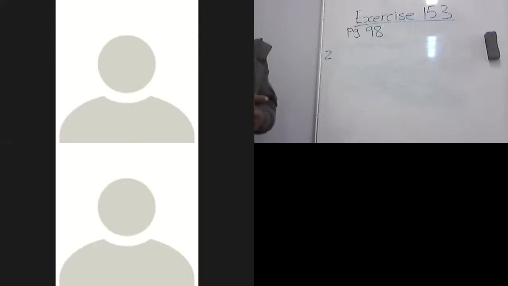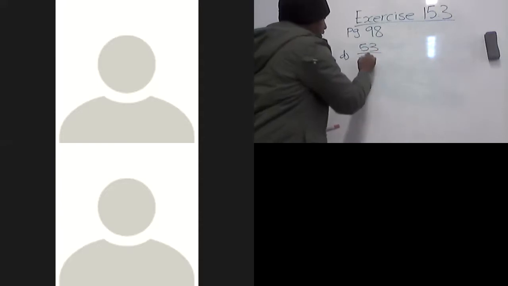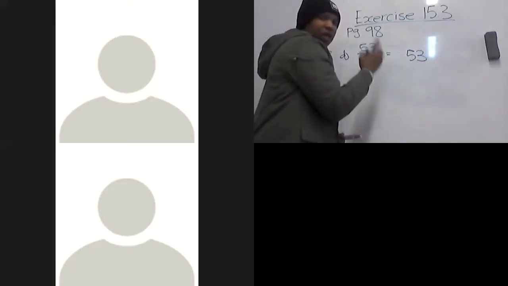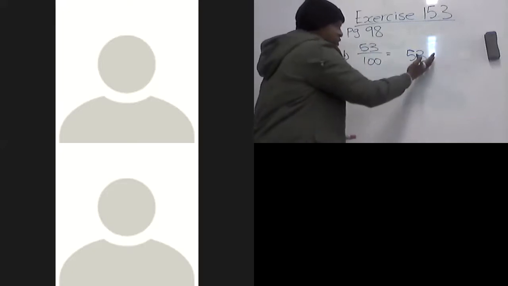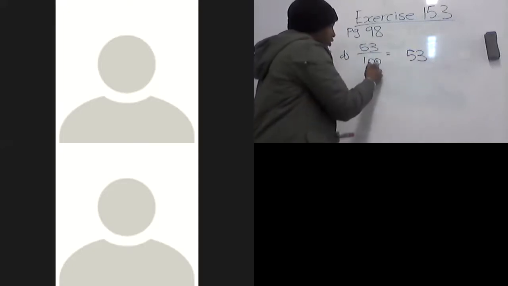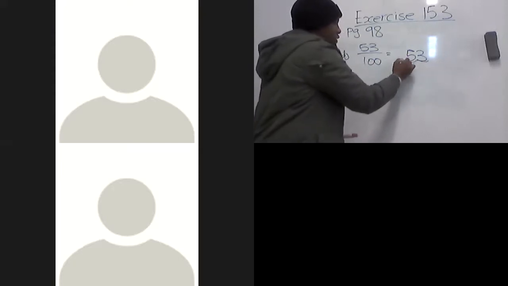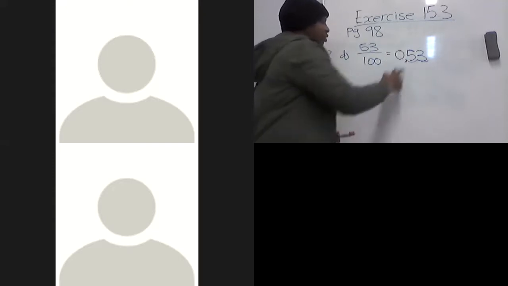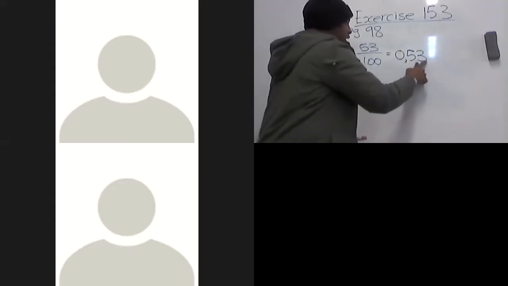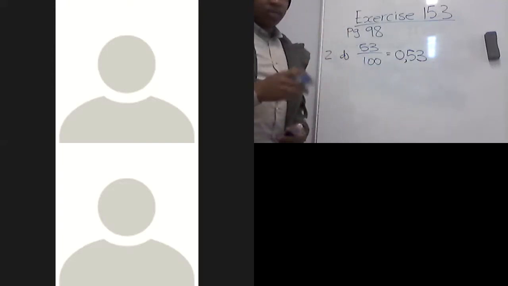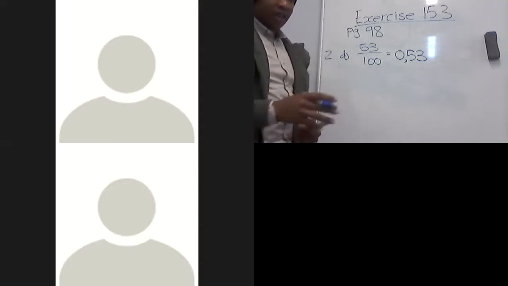Oh, we have to do 3 more. D, 53 over 100. Again, write your 53. You are dividing by 100, which has 2 zeros. Move backward or to your left according to the number of zeros that you have. So that will be 1, 2. So it means my comma will be there, and my 0 will be there, just before the comma. Then our answer is 0.53.